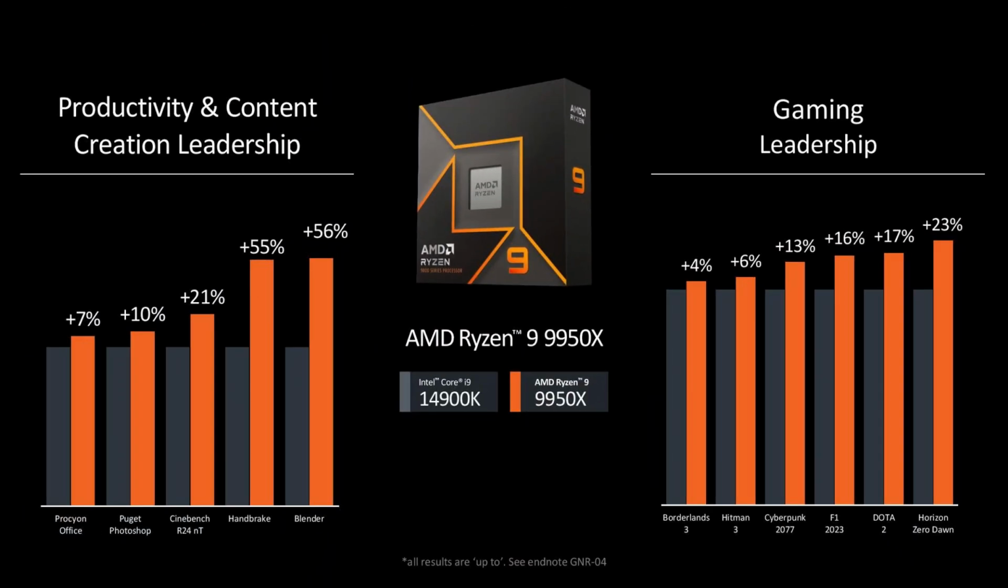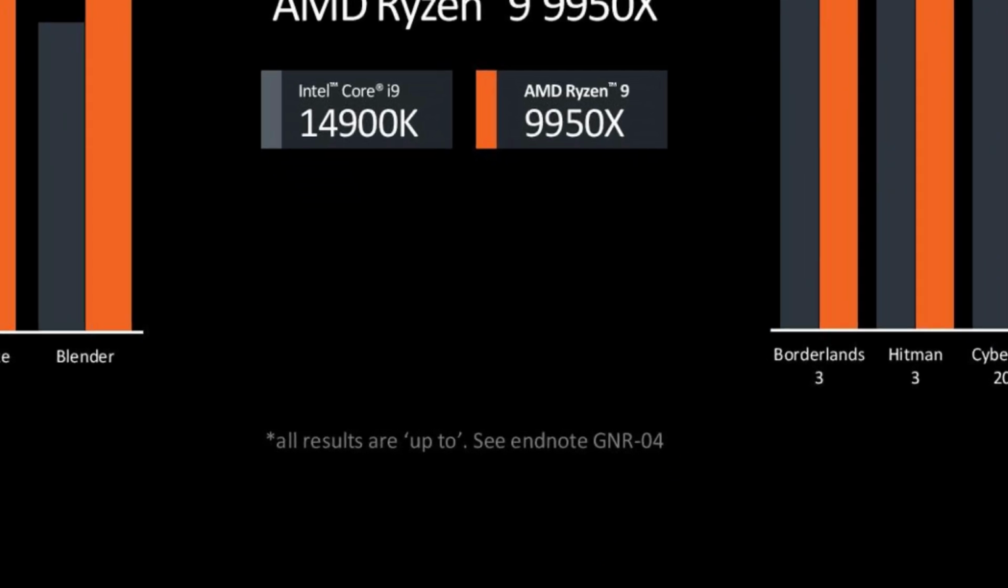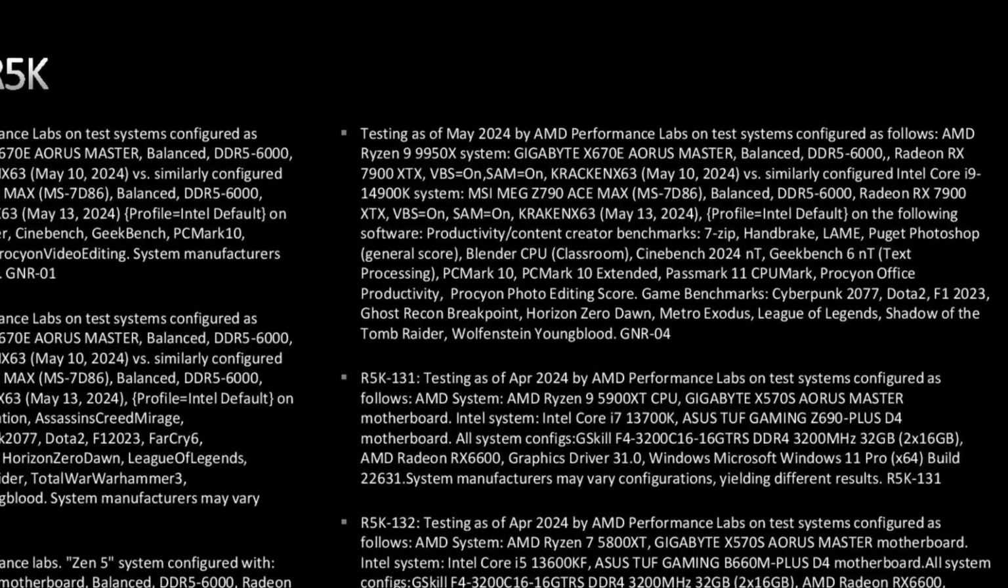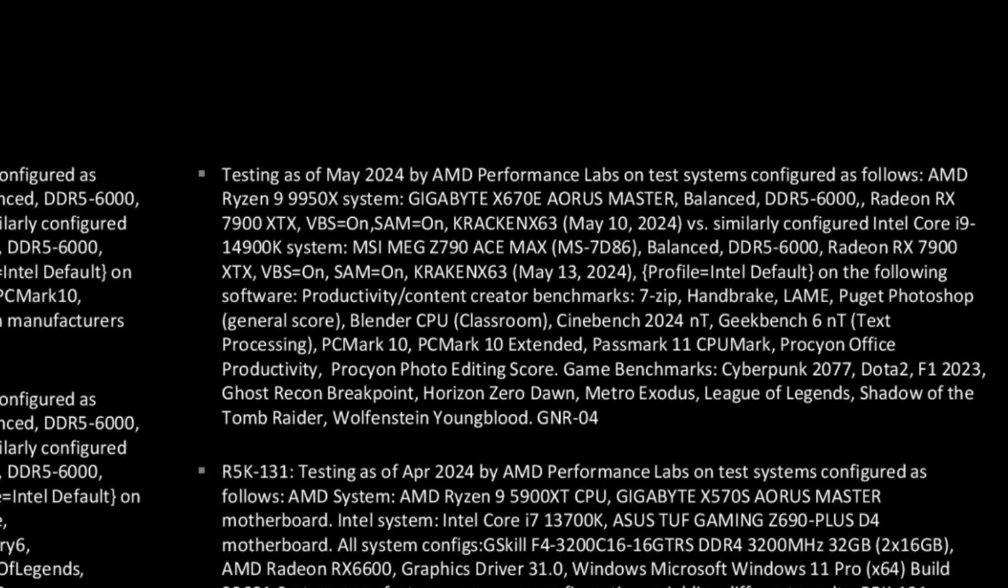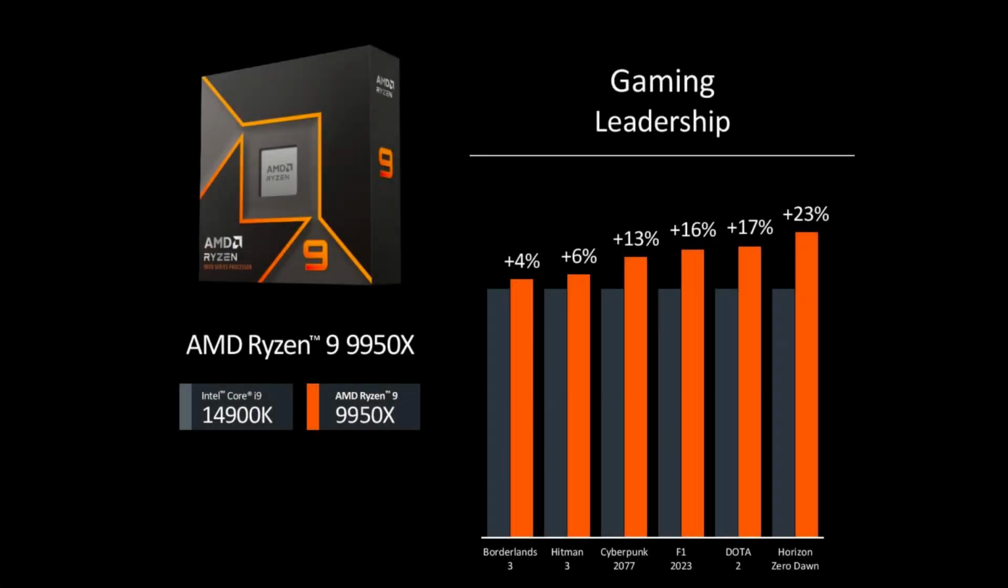So if we take a look at the bottom of the official slide that they have, it says all results are up to Keynote GNR04. If we take a look at GNR04, it says that they are using the Radeon RX 7900 XTX, and their systems are configured with DDR5 6000. So from the list of games that AMD provided us, we do need to find results with the 7800X3D, the 14900K, and the XTX.